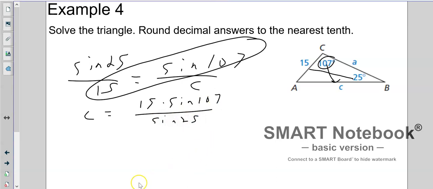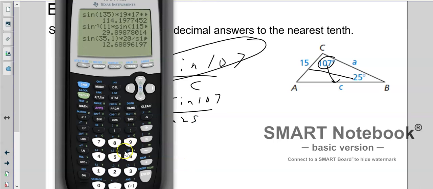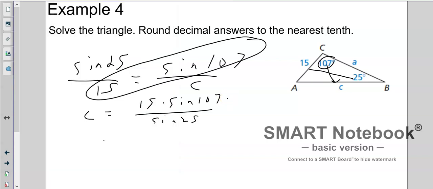If you think you got this, you can skip this part and fast forward a little bit, but I'm just going to type it out again. So sine of 107, close parentheses, I almost didn't do it, times 15 divided by sine of 25. Closing parentheses there doesn't matter. And then round to the nearest tenth, the 4 tells the 9 to stay the same, so it's 33.9. So side C is 33.9.